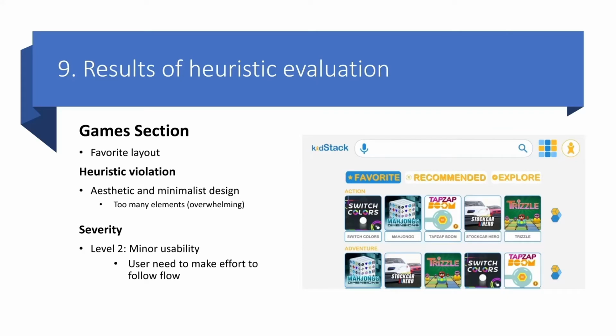The last issue is with the game section in regards to the favorite layout and how we display the different categories, which is not exactly needed. The heuristic violated is aesthetic and minimalist design, just because we display too many elements and overwhelm the user. The severity is a level 2, just because the user needs to make effort to follow the flow of the screen, which doesn't make sense if it's a favorites tab.